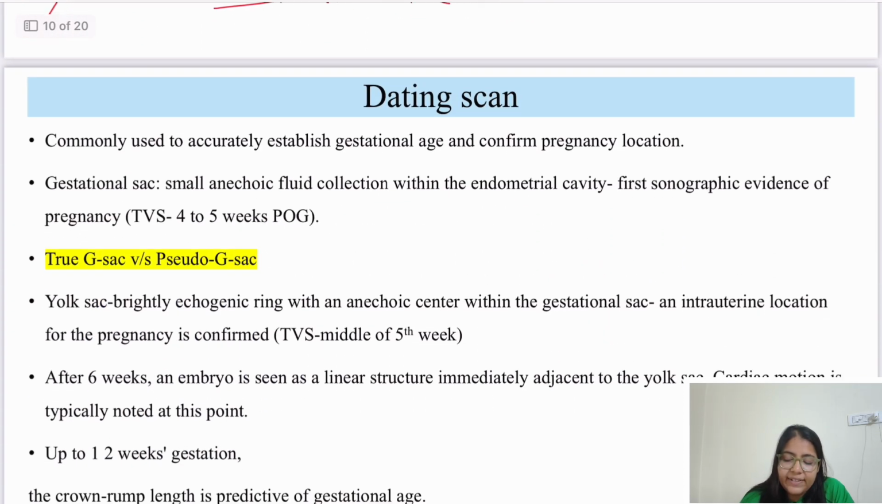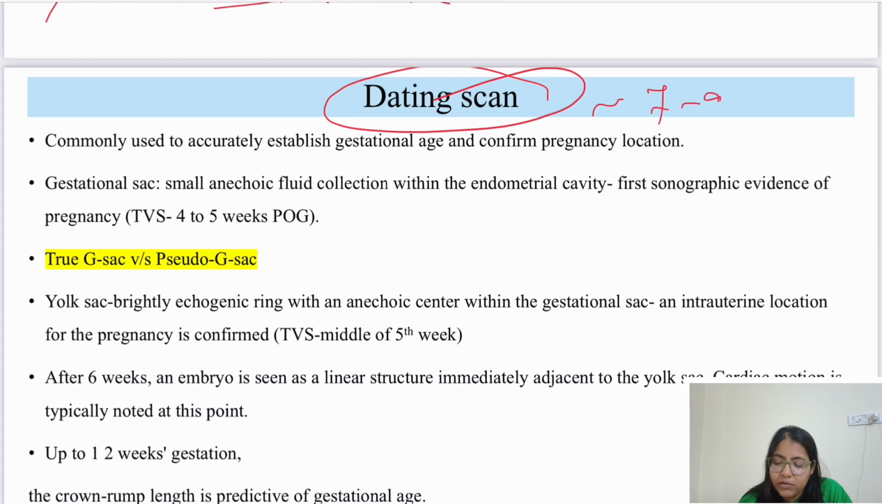So what is a dating scan? From the name only you understand that a dating scan is to date the pregnancy. Normally it is done around 7 to 9 weeks. Okay. So it is used to accurately establish gestational age and confirm pregnancy location.